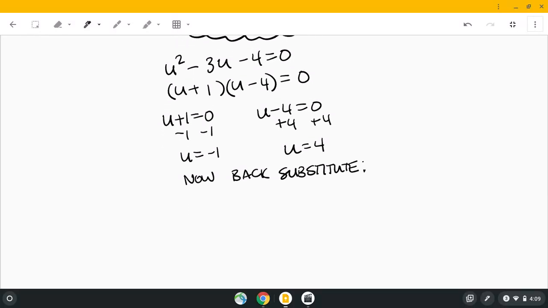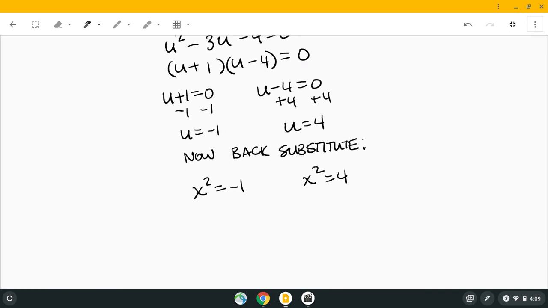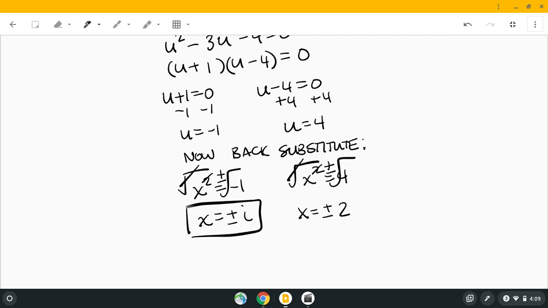Let's bring our x's back. So use x squared. I'll replace the u with x squared. x squared equals 4. And now I'll solve for x squared. I have to take the square root of that, plus or minus. So x equals plus or minus i. And over here, take the square root, and x equals plus or minus 2. So we get these 4 answers.